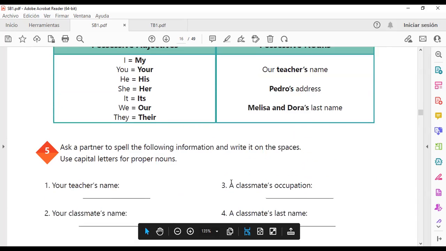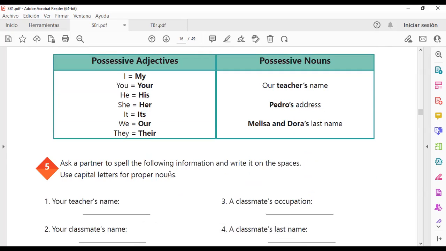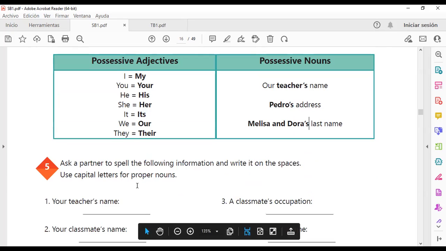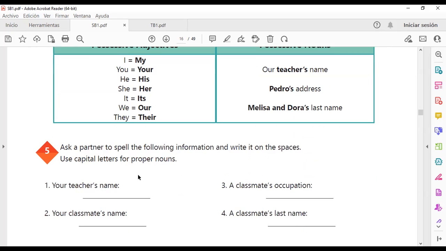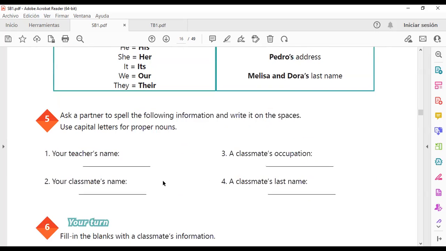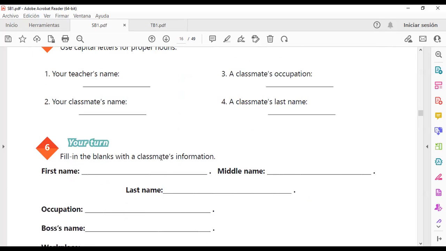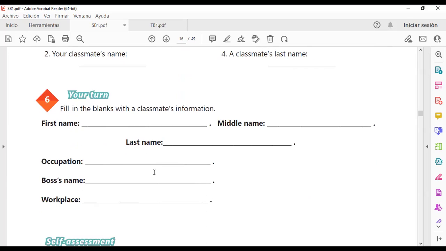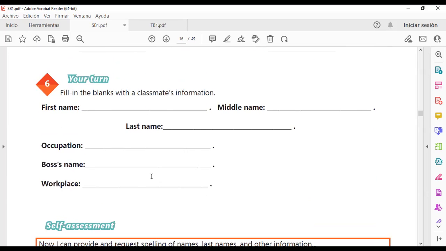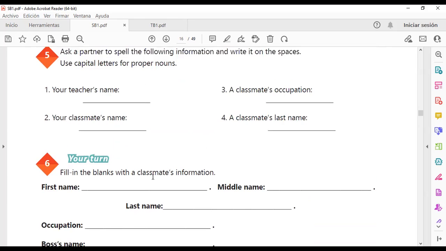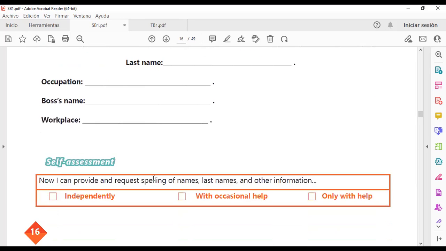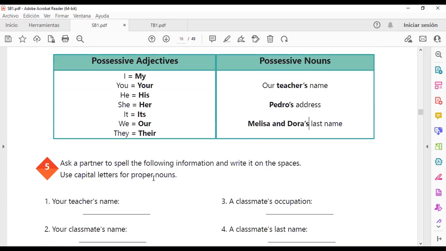So over here, you are going to ask the partner to spell the following information and write it on the spaces. Use capital letters for proper nouns. Okay. Later, you're going to do this, right? You're going to do this. Later, you are going to complete this information. We're going to spend like 20, maybe 15 minutes, all right?